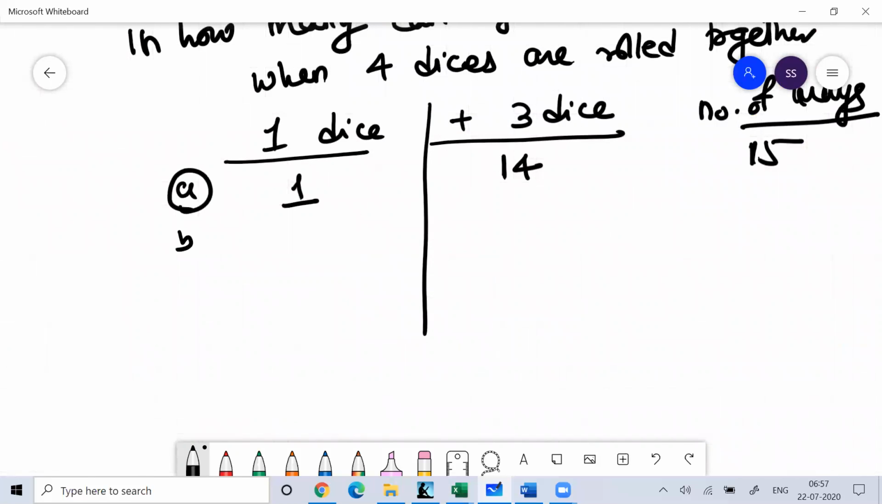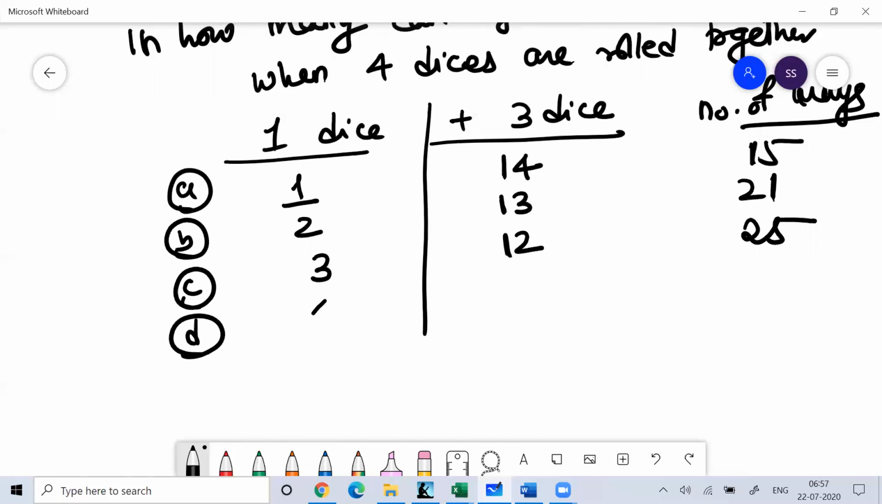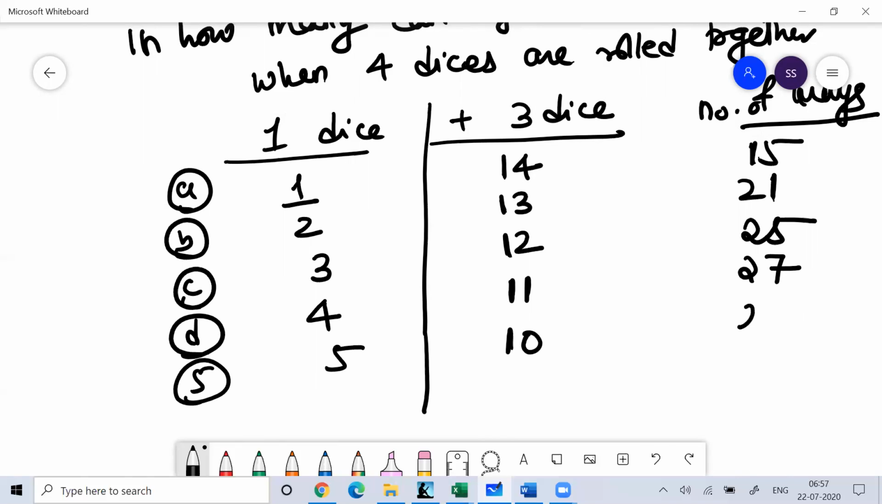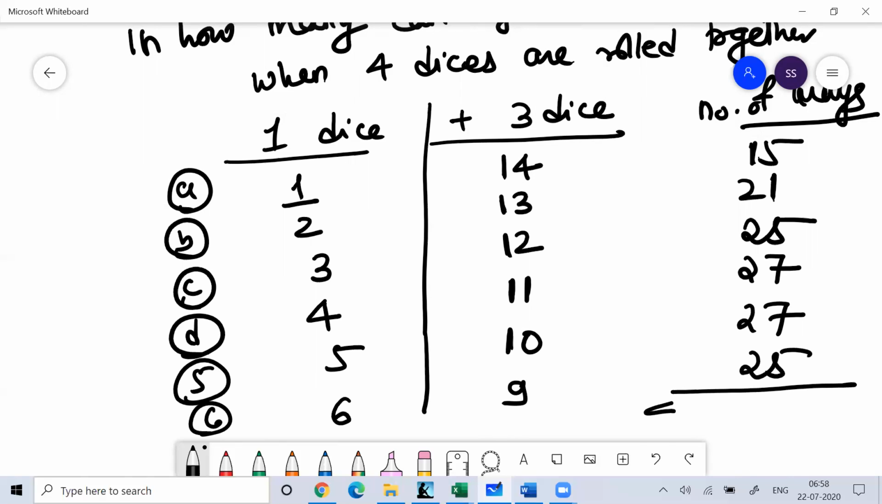Then on one dice, if you get 2, then it should be 13. The number of ways of 13 is 21. Then on one dice, if you get 3, then it should be 12. The number of ways is 25. If you get 4, then it should be 11. The number of ways is 27. Then 5, you get 10. The number of ways for that is 27. And for 6, this should be 9. For 9, that would be 25.